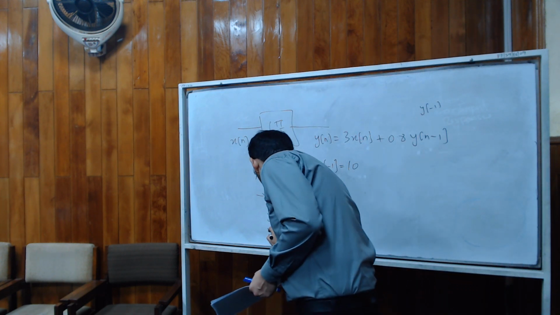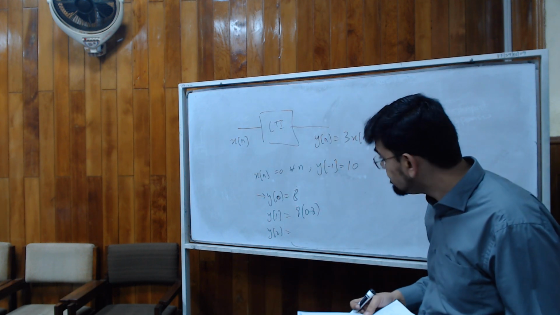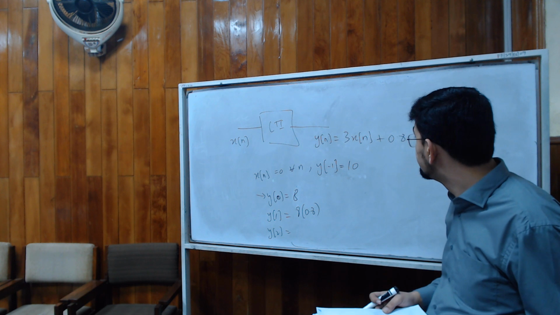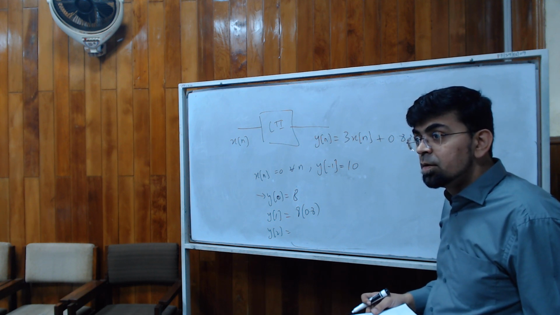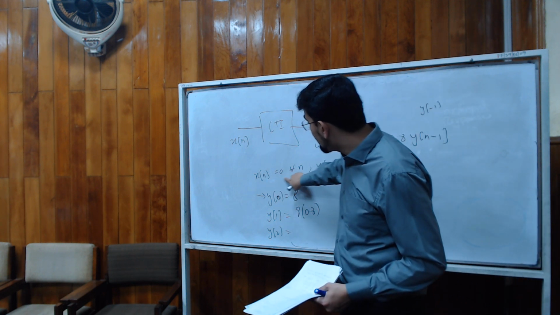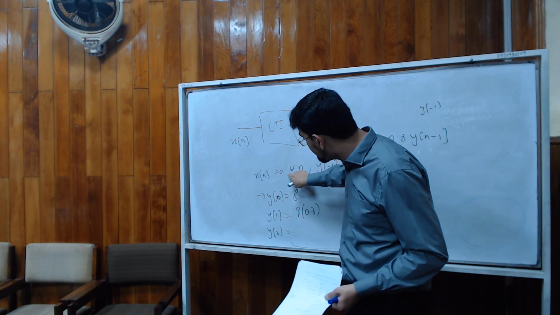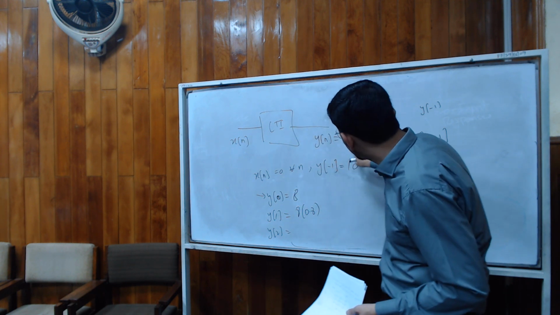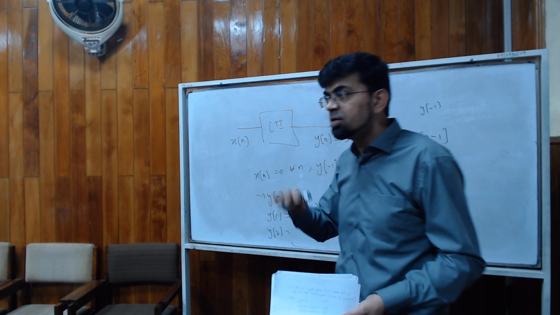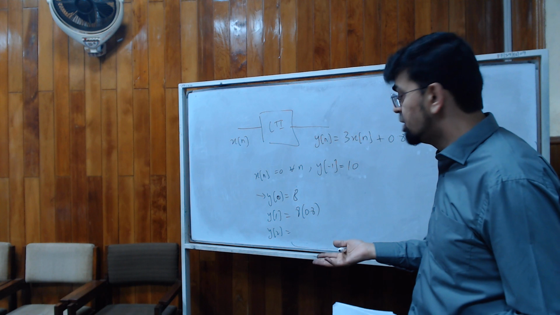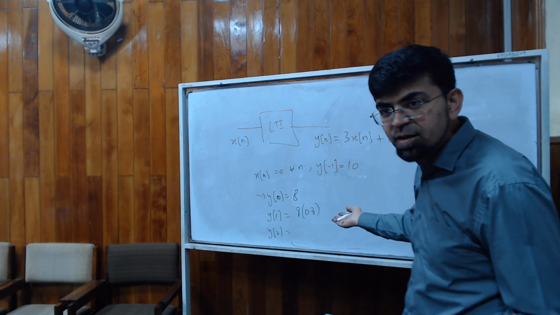What about y2? Tell me quickly. Sir, where is the 3x part in y1? I'm not giving any input, I said. Yeah, xn is 0 for all n. So 3x1 is 0, 3x2 is 0, 3x0 is 0. I never gave the system any input, yet it is still giving me output. The output is coming, right?